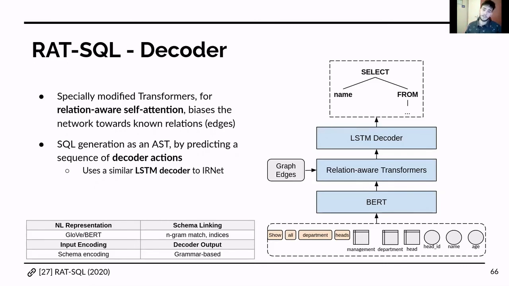And after having processed the input with these relation-aware transformers, RAT-SQL uses an LSTM decoder, similarly to IRNet, to predict an SQL query as an abstract syntax tree. So this is almost exactly the same process as IRNet, with the main difference being that RAT-SQL predicts directly an SQL query and it does not use an intermediate language.